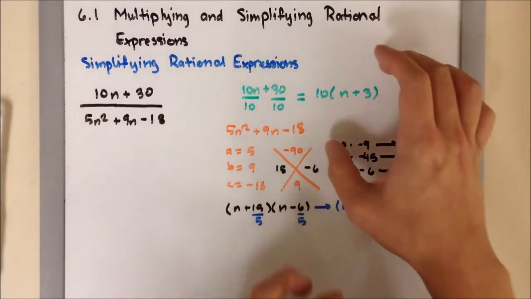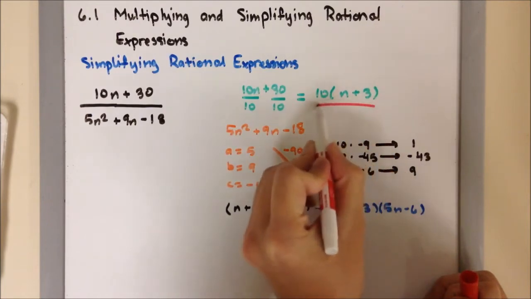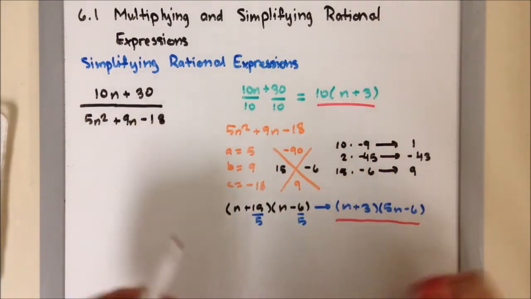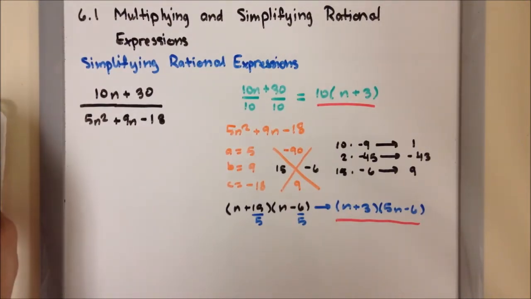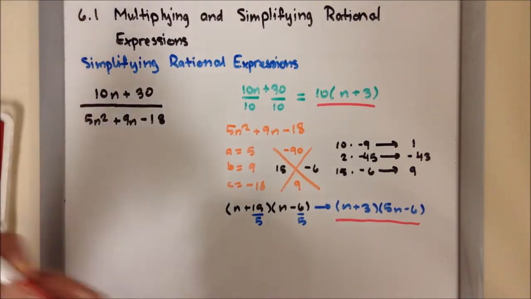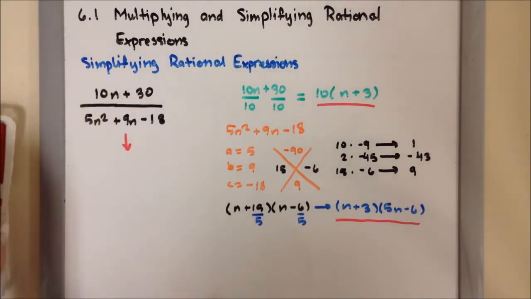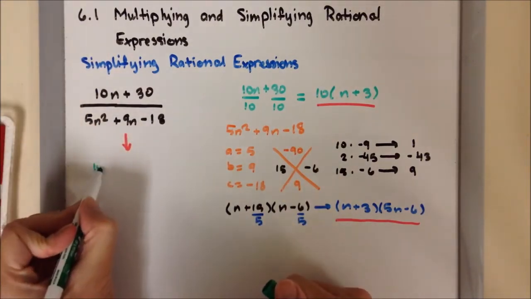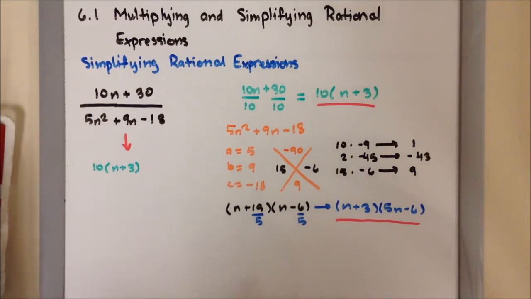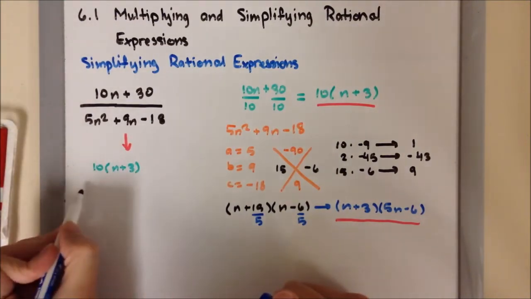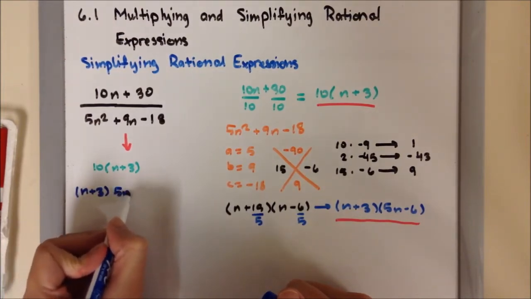So what I'm going to do is bring this pair of factors and this pair of factors back into the fraction. So my numerator is 10 times n plus 3, over n plus 3 times 5n minus 6.